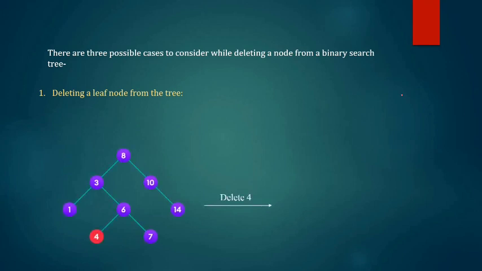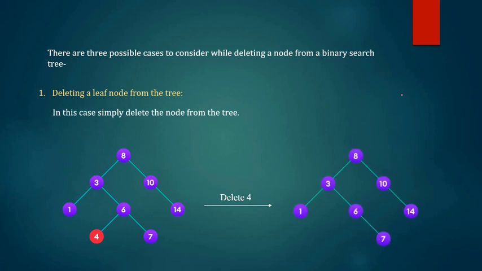Now, a leaf node is a node which doesn't have any child. So here in this tree we have 4 leaf nodes, 1, 4, 7 and 14. Suppose we have to delete the node with value 4. In this case, we simply delete the node from the tree and that's it, our work is done.